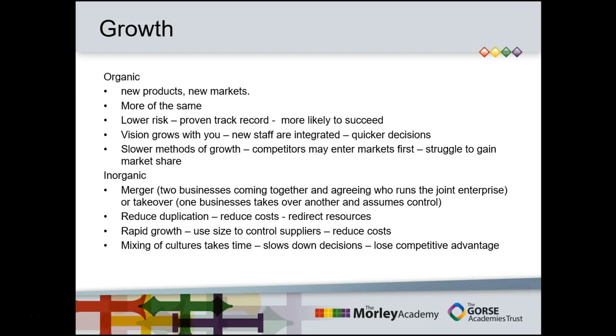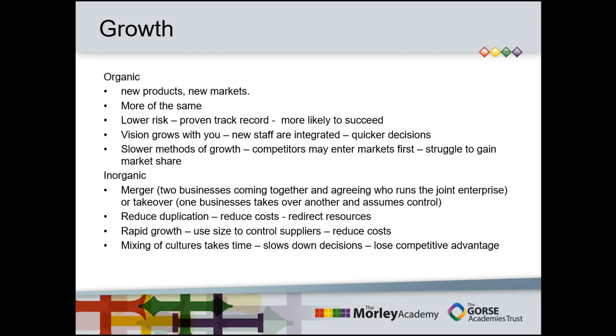You can double the size of your business overnight. You can double the number of countries you're selling in overnight. You can increase massively very, very quickly. As a result of this, you can use this size to control suppliers. By becoming a much, much larger organisation, you have the ability to buy any of the supplies that you currently buy, probably cheaper, because you've got greater buying power.